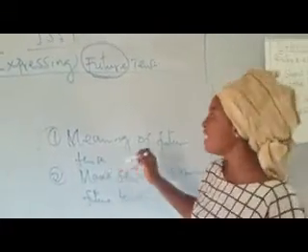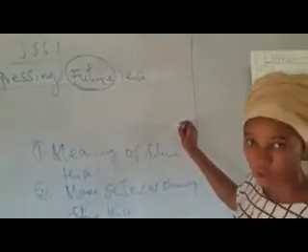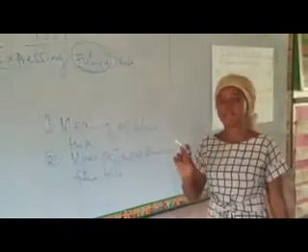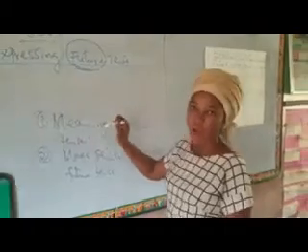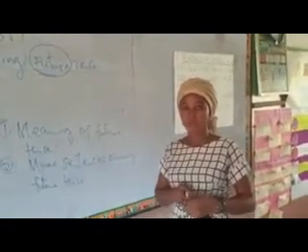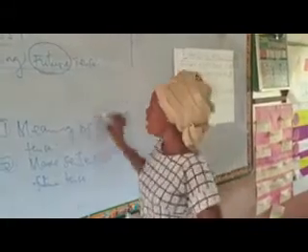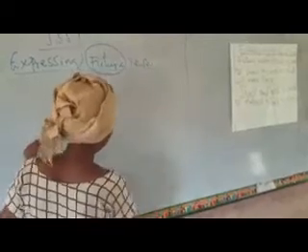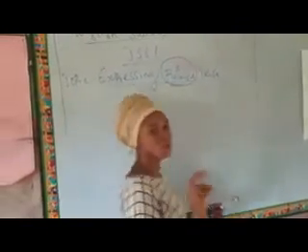Now the thing here is that you may not carry out the action. Now two things happen here. It's either you carry out the action or you don't carry out the action. Okay? Now in future tense, we use two words to identify future tense.